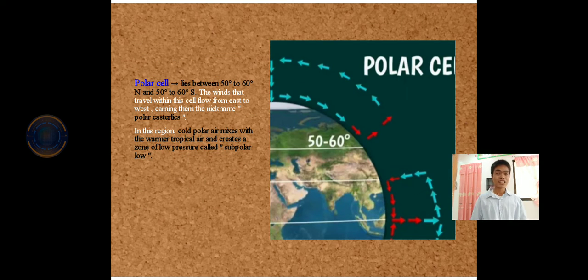So, it is like the reverse. The polar cell, on the other hand, lies between 50 degrees to 60 degrees north and 50 degrees to 60 degrees south. The winds that travel within this cell flow from east to west, earning them the nickname polar easterlies. In this region, cold polar air mixes with the warmer tropical air and creates a zone of low pressure called the subpolar low.